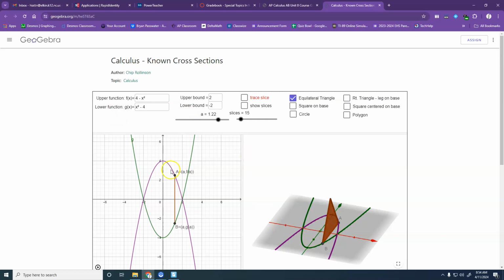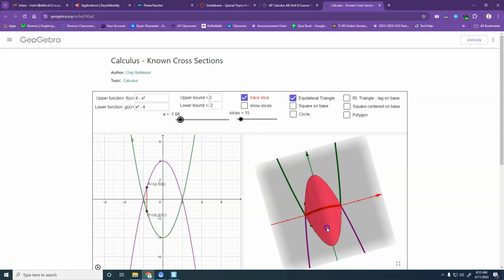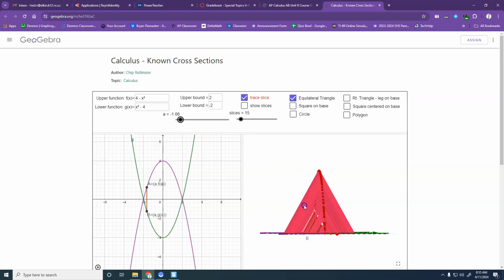An equilateral triangle would look like this. I think we looked at this yesterday. It keeps changing colors. We'd have this, like all those triangles there.